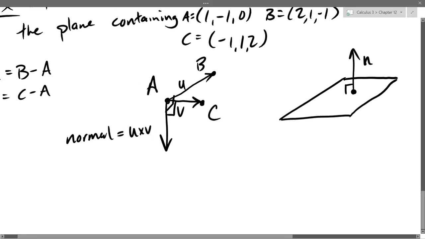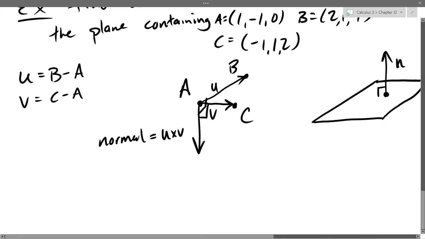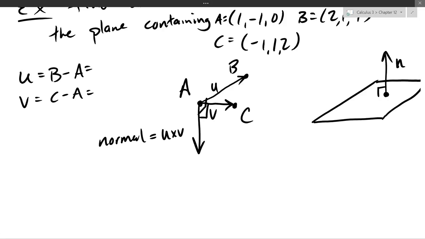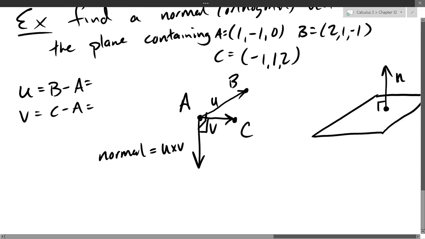So we know everything to compute this. All we need to do is figure out what is B minus A, what is C minus A, and then take the cross product. So go ahead and do that now. Find B minus A, and then C minus A, and then take their U and V and take their cross product. I'll give you a 1 minute head start. We'll see who wins.